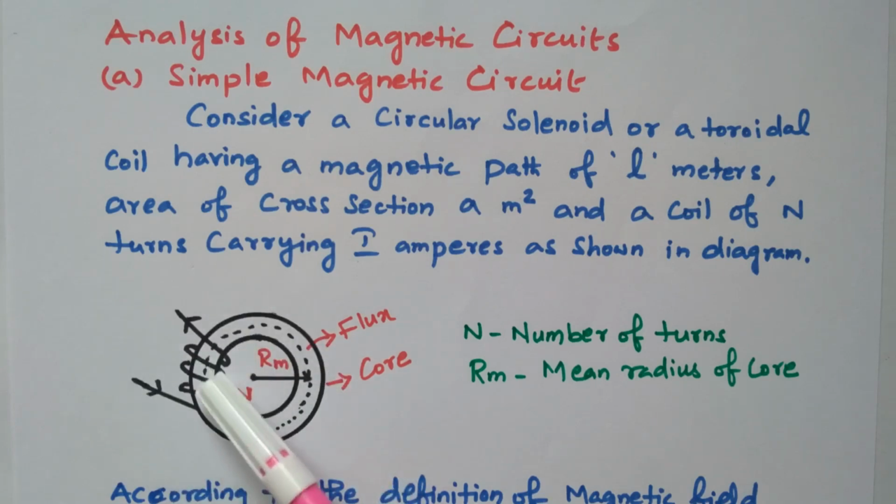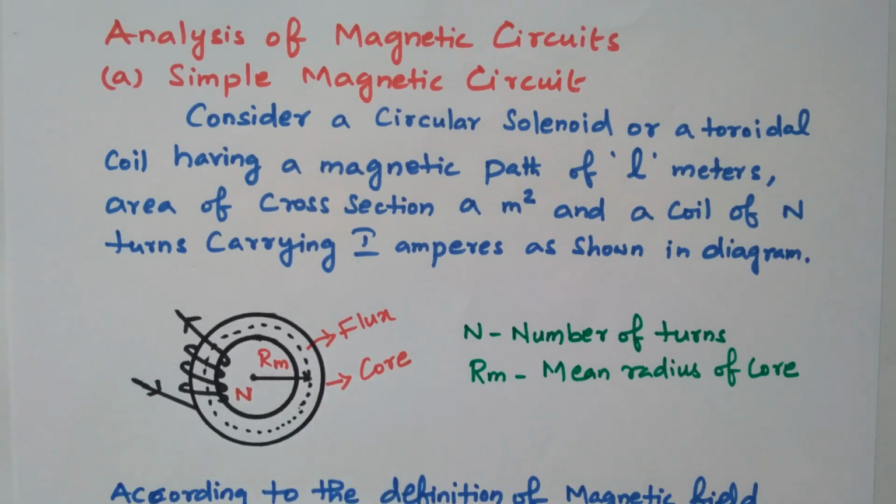Here we have n number of coils, and the current flowing through the coil is I. Due to the current, flux is produced that follows this circular path. This dotted line is nothing but the flux. Due to the circular core, the flux also follows the circular path. So this is the core. This radius is the mean radius of the core, because it is measured at the center. Internal radius would be the inside, external radius the outside, but here we measure at the center, so it is a mean radius.